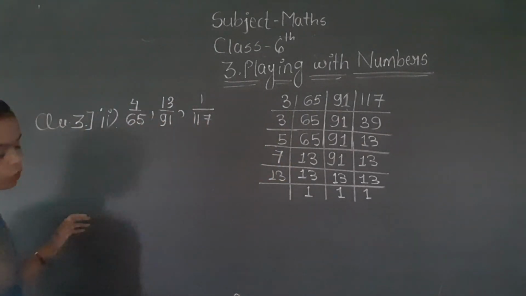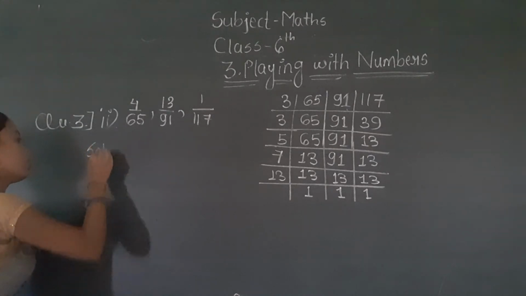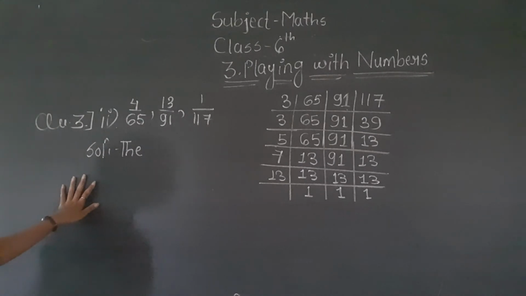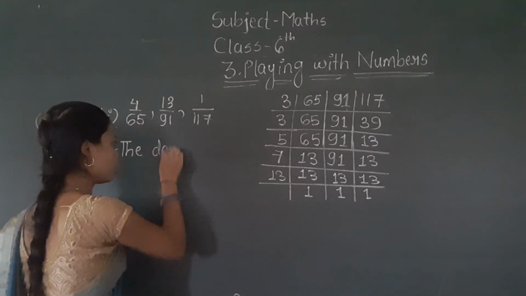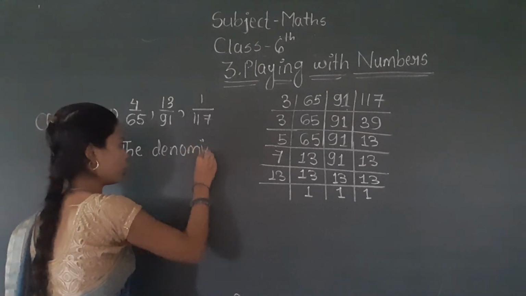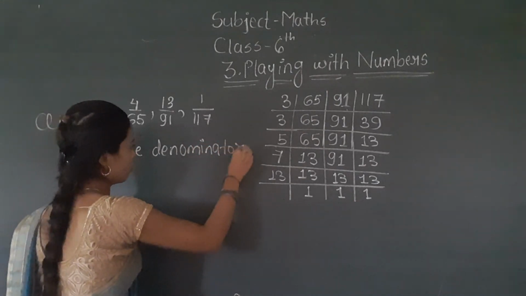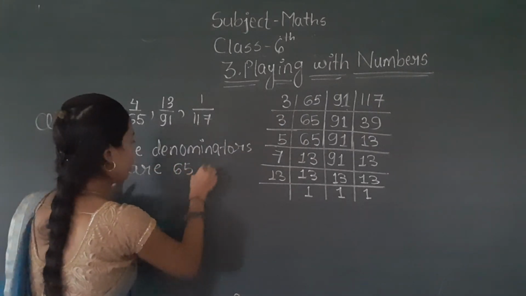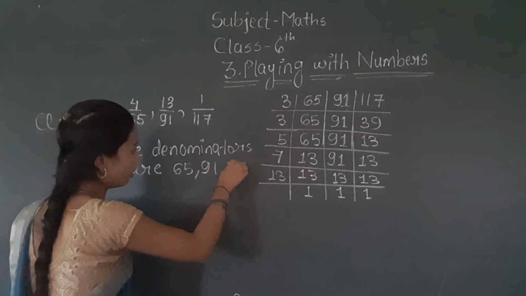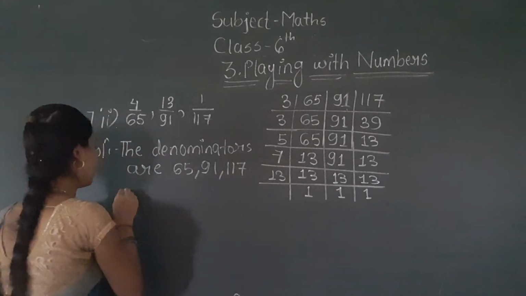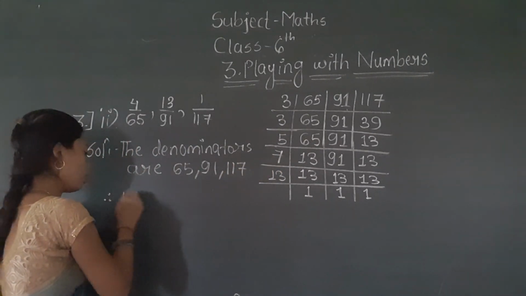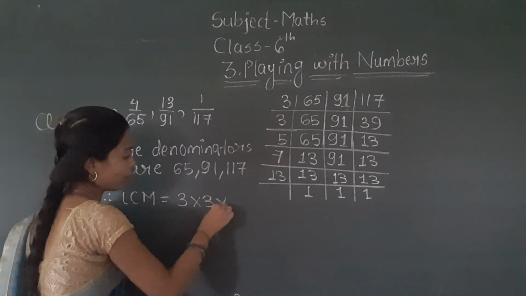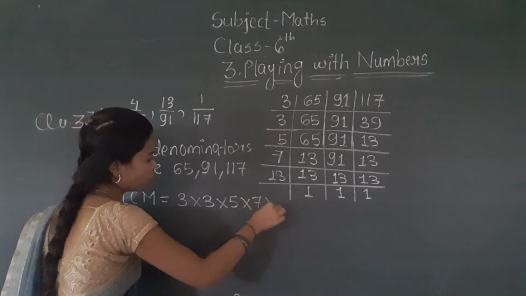Okay, first write down the solution here. What will you write in the solution? Here you should first write the denominators. What were our denominators? 65, 91 and 117. After that you have to do the division method and at last write, therefore LCM is equals to 3 into 3 into 5 into 7 into 13.